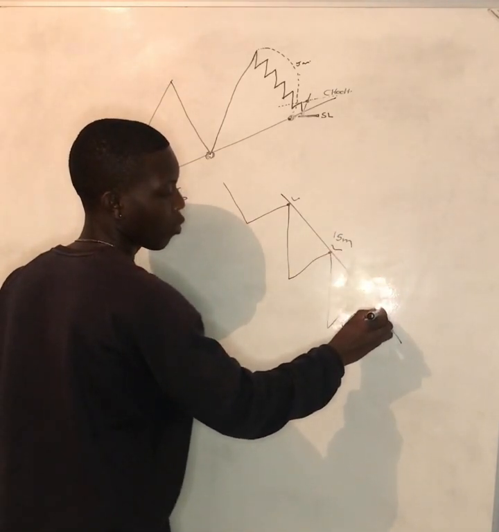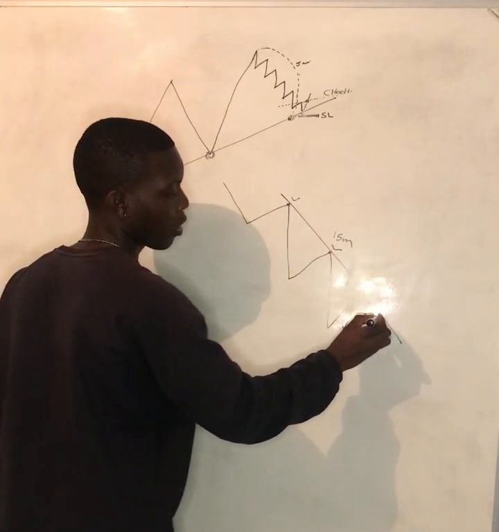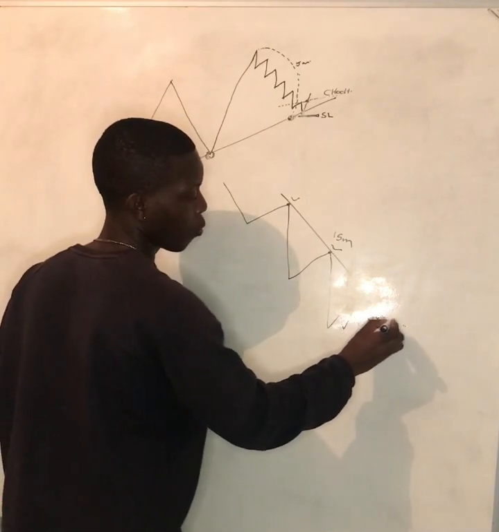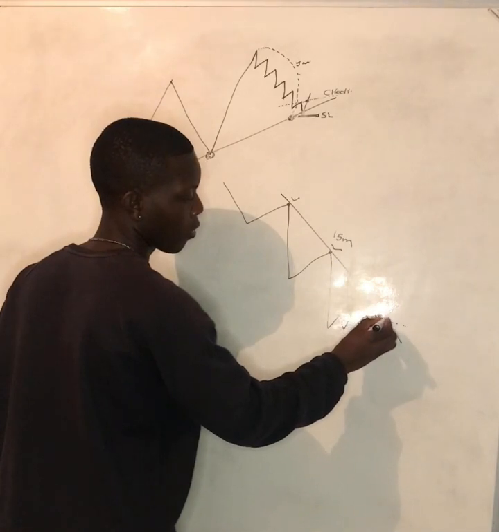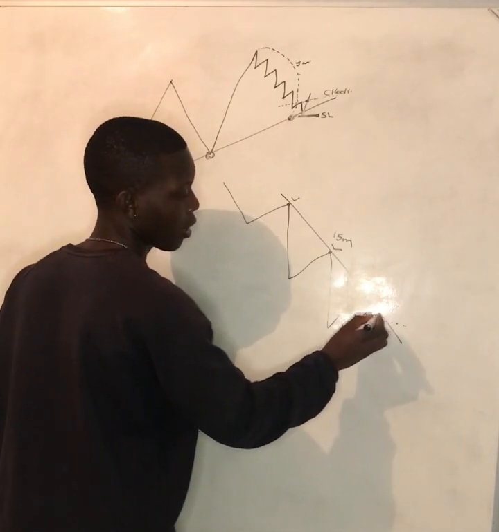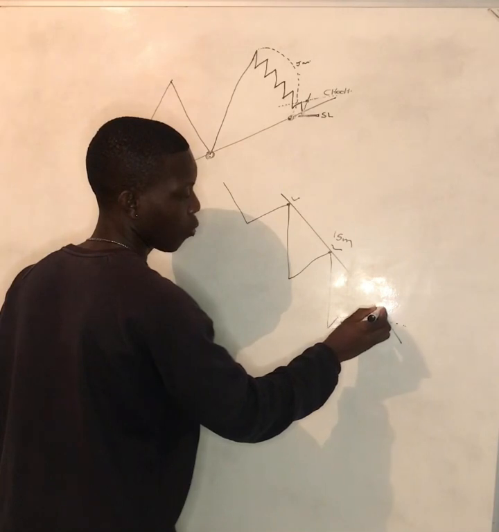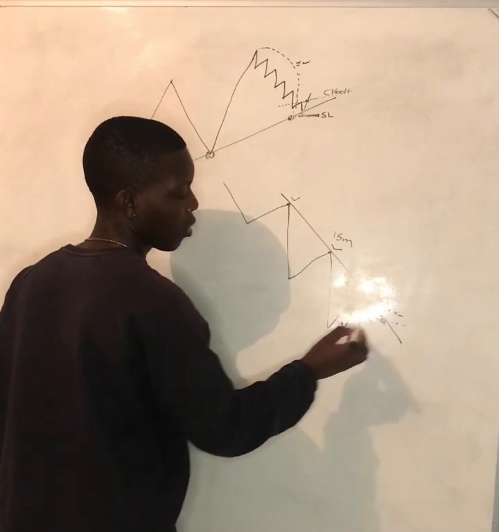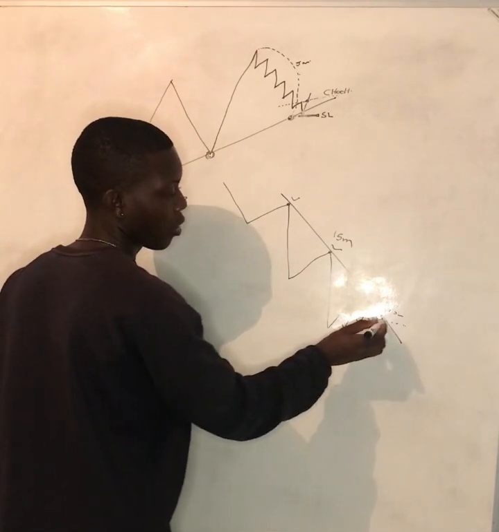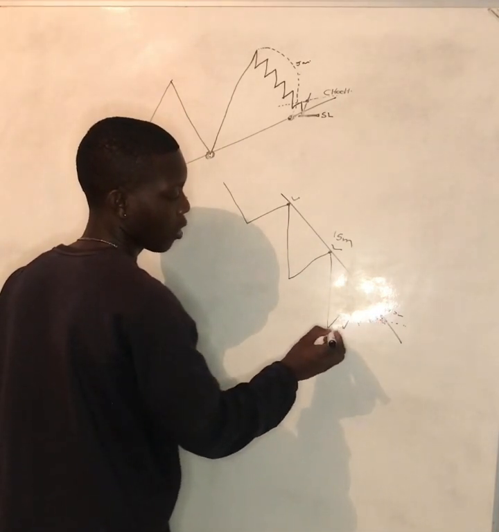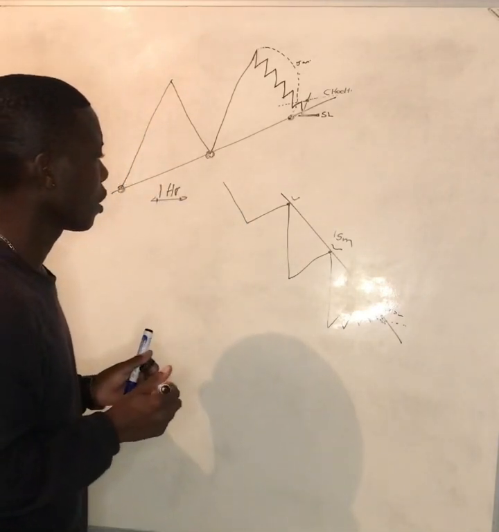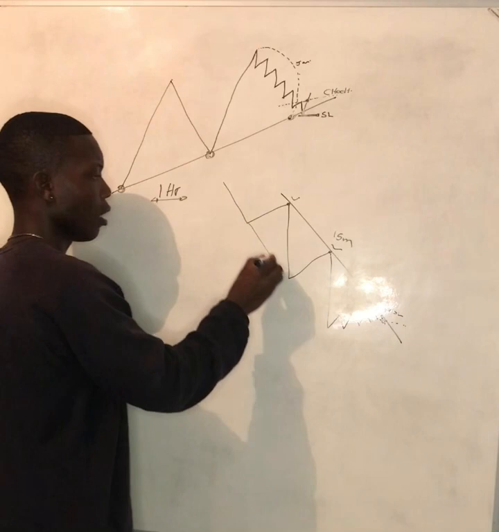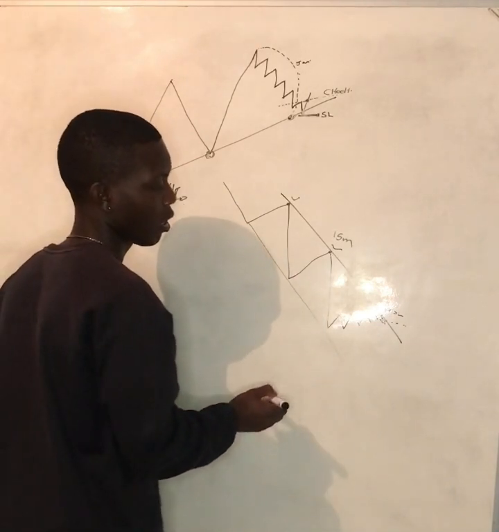Now what do I wait for? I wait for change of character. So I wait for the market to break its previous low. As soon as the market breaks its previous low, I can take my sell trade and then my stop loss above here, depending on what risk reward ratio I'm using. Then my take profit will depend on what risk reward ratio I'm using. So that's it, guys, that's it with the trend line strategy.